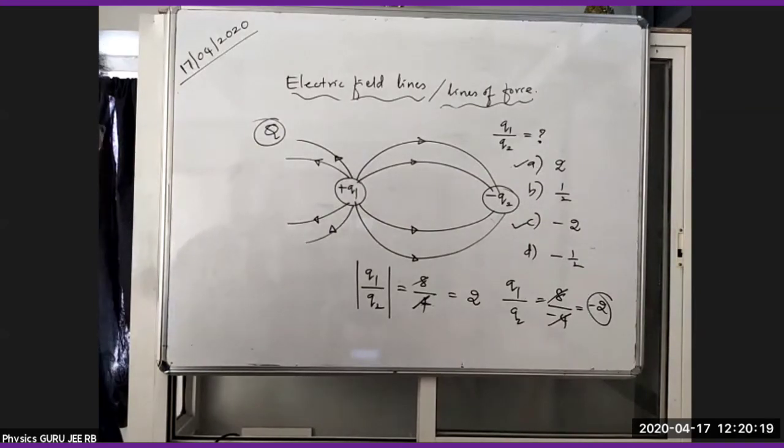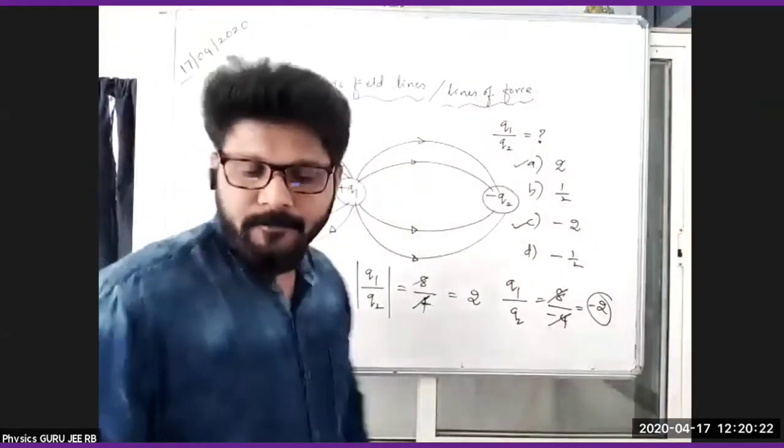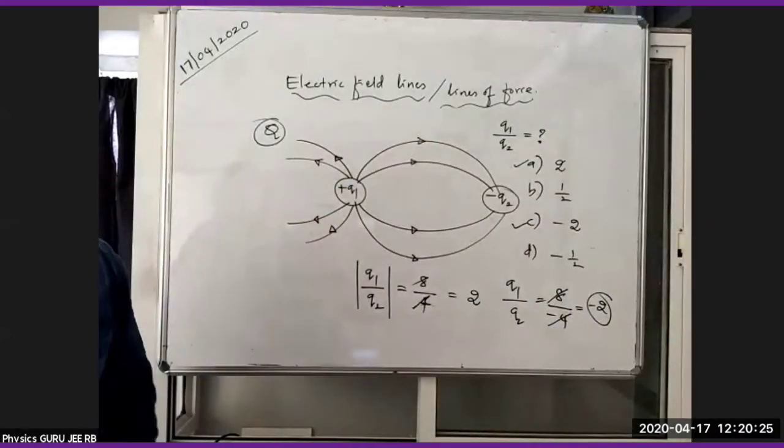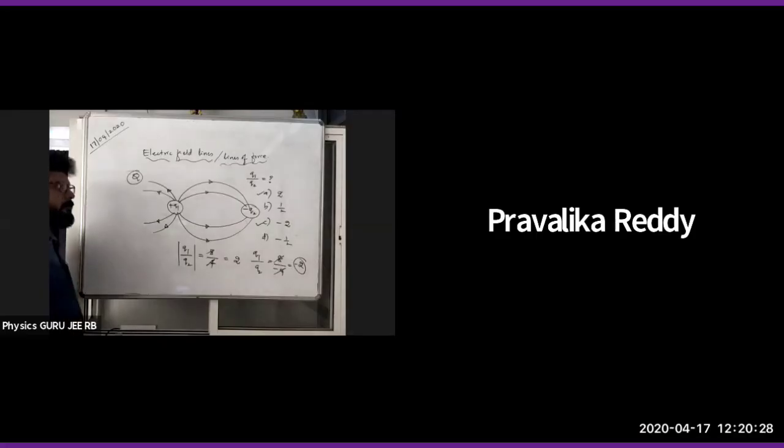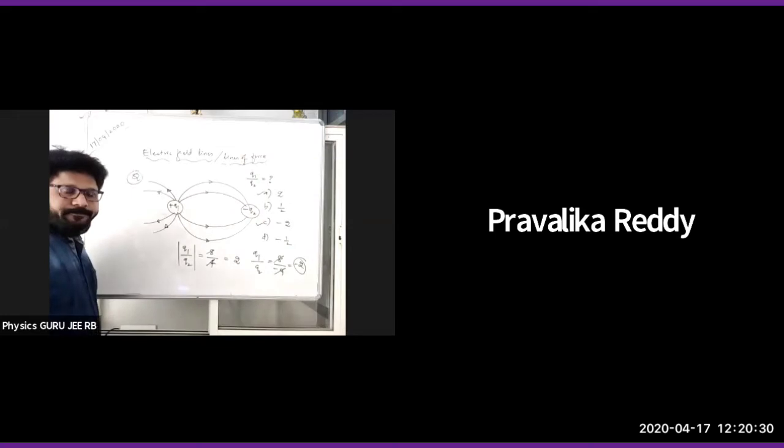Next property. So property number... what is the next property? How many are completed? 5 completed or 6 completed? Now it is the 6th. Okay.